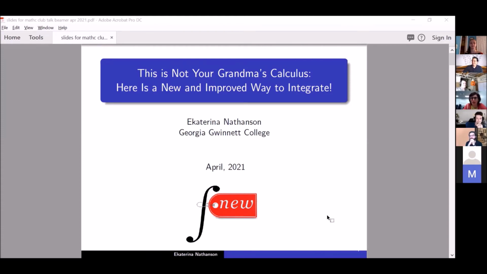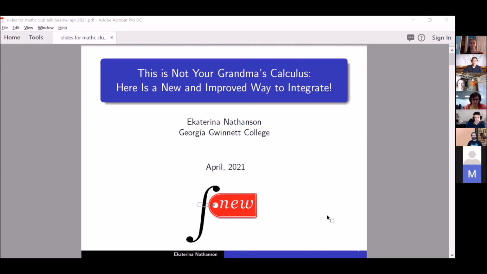So today I'm going to tell you a little bit about integration, and this is my field. The title is, "This is not your grandma's calculus, and a new improved way to integrate." All of you know what an integral is and what integration is all about. But the integral that you studied in calculus class is just one integral of many kinds. So I'll tell you a little bit about another one that's out there.